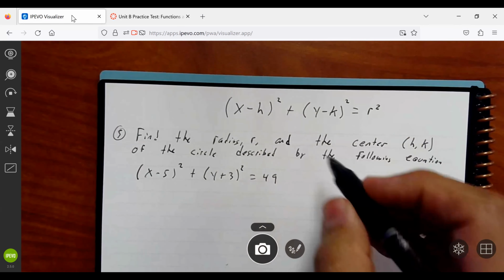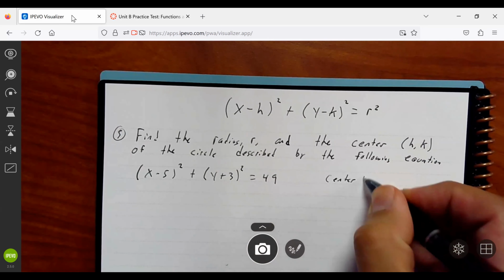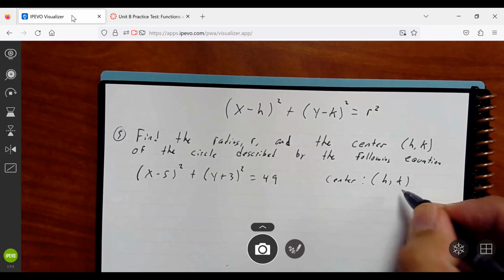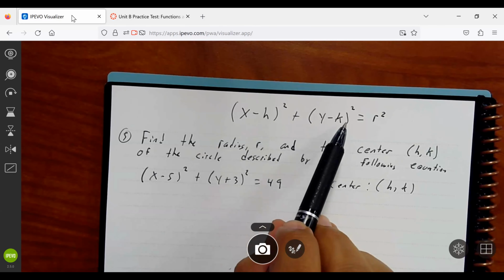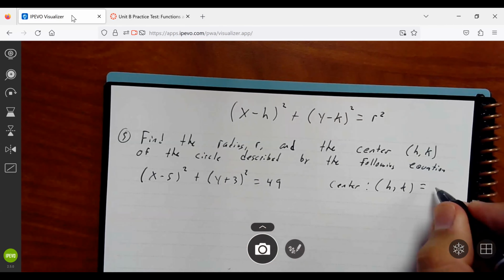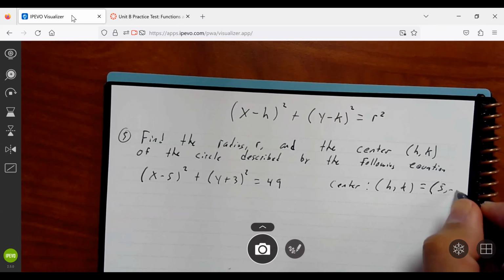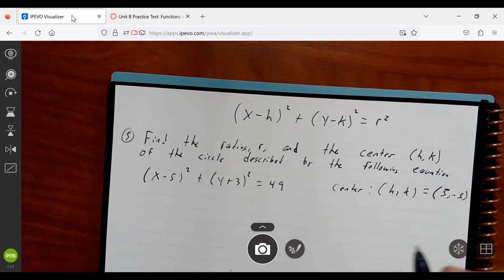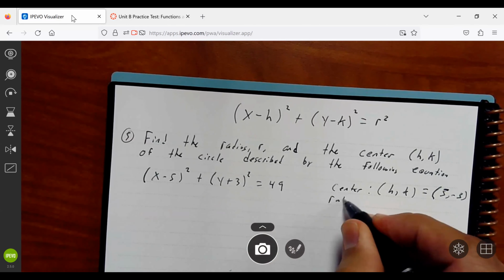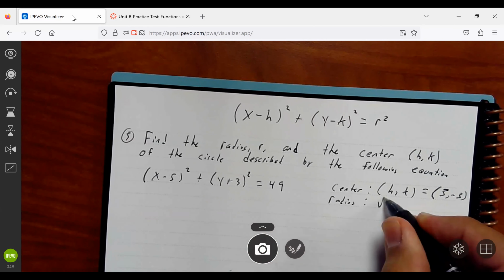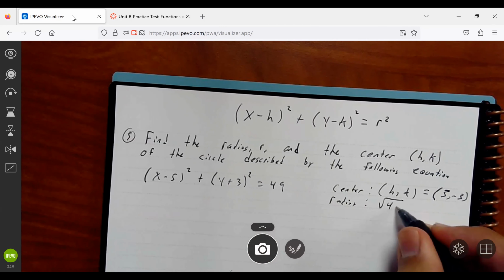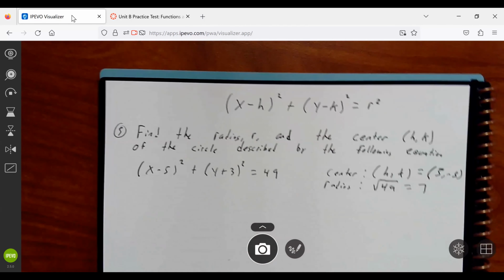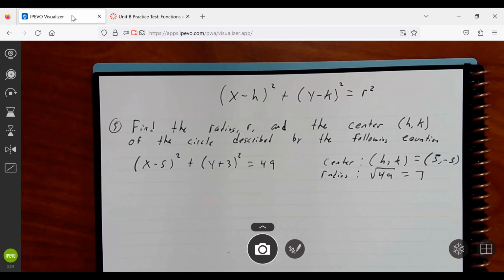So we should know that the center will always be (h, k), so the opposite of these numbers. In our case, we got 5 and -3. The radius will always be the square root of whatever's over here, which is 7. Not too bad, right? So far, task 2 looks pretty chill, straightforward.